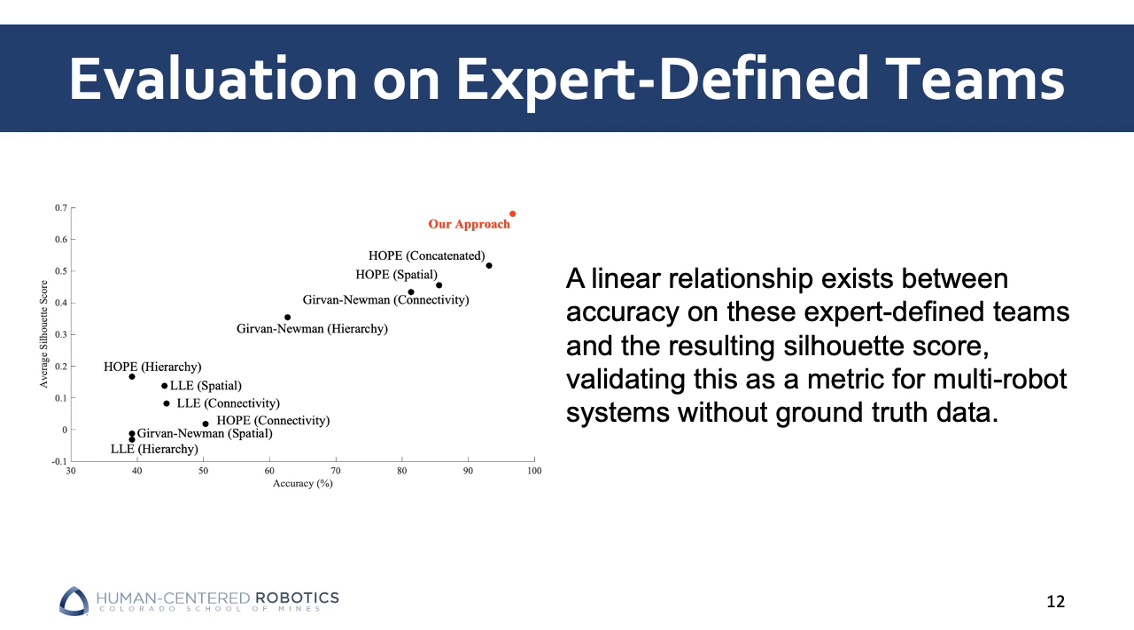We can also see that there exists a linear relationship between accuracy and silhouette score. Approaches that resulted in lower accuracy also resulted in lower silhouette scores. We feel this justifies this metric as an evaluation method when we don't have ground truth team assignments.